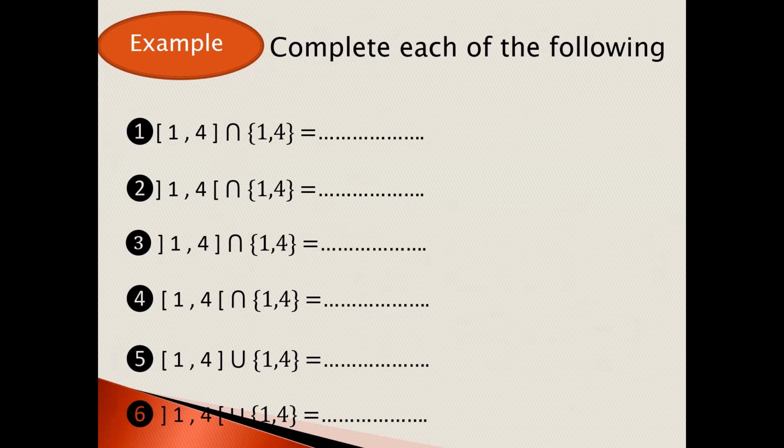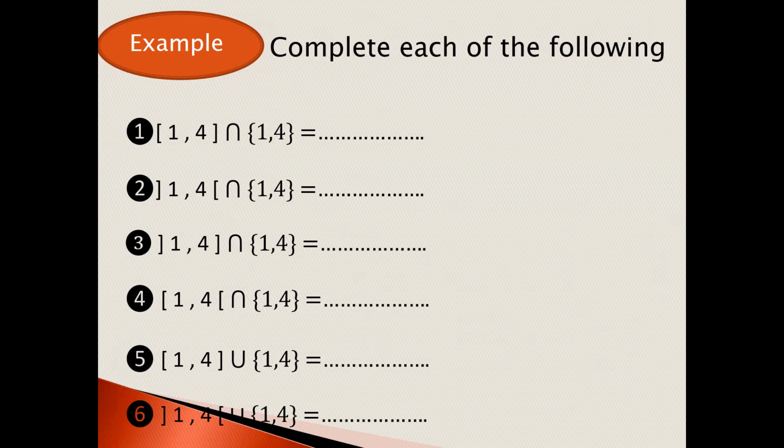Number 2. Here the interval 1 open and 4 open, so 1 is not included, 4 is not included, but the numbers between 1 and 4 are included. Here the set {1, 4} means number 1 and number 4. Number 1 and number 4 are not included in the first interval, so they have nothing in common. It will be the empty set.